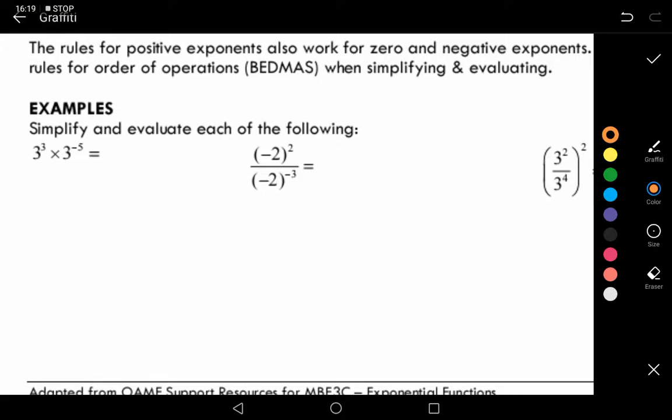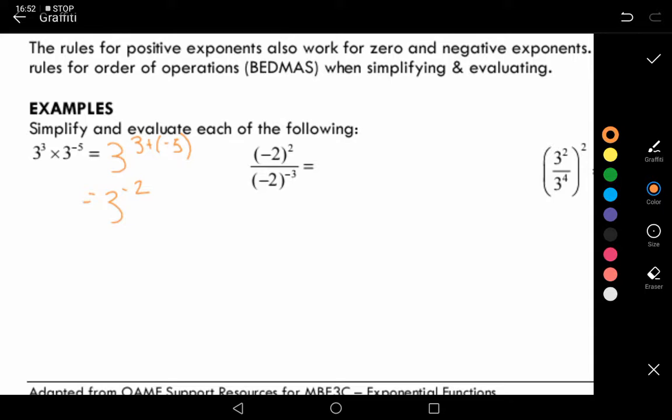Okay, so we have 3 to the power of 3 times 3 to the power of -5. So because we're multiplying, we know that our exponent rules tell us we need to add our exponents. So here we have 3 to the power of 3 plus -5. Okay, 3 plus -5 is the same as 3 minus 5. So that gives me 3 to the power of -2.